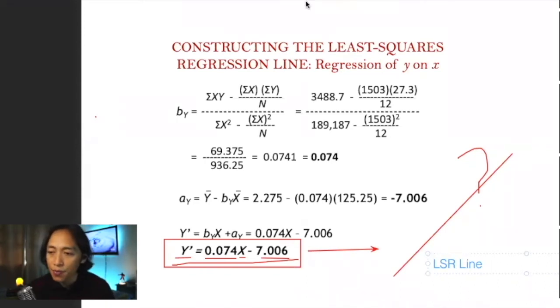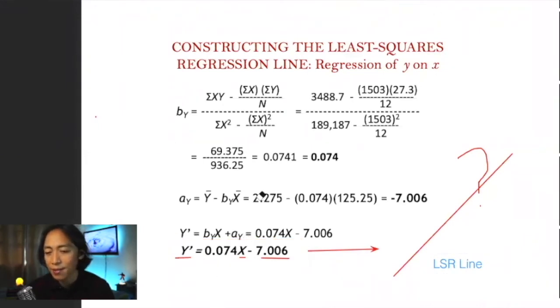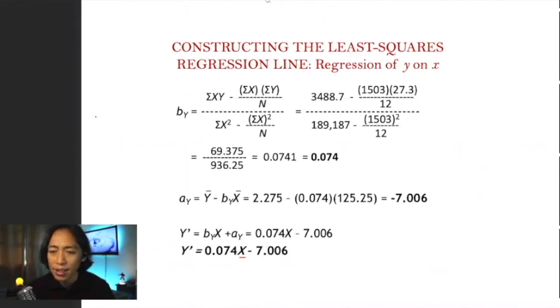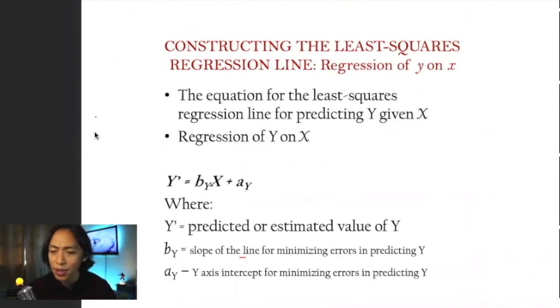Now, before I continue, let's clarify, what do we exactly mean by least squares regression line? What is being referred to when we say least? I understand what least is, but what are the squares?